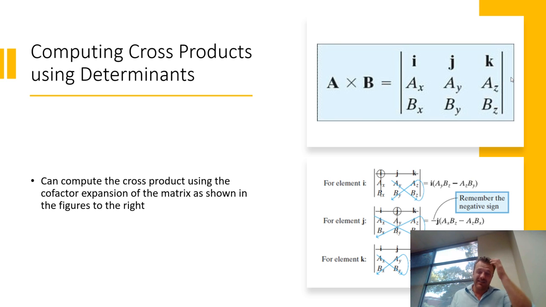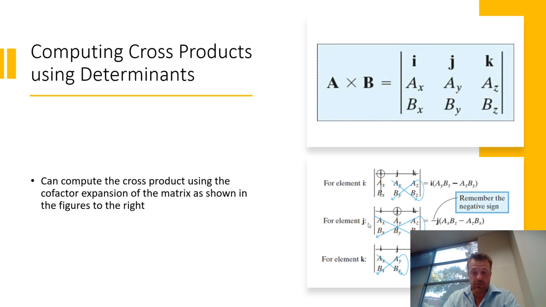However, in 3x3, it's a little bit different. You have to do what's known as a cofactor expansion. What we're going to do is start in the upper left-hand corner, which would be the i element. We're going to cover up the column, cover up the row, and that's going to leave us with a 2x2 matrix. Well, we know how to take the determinant of a 2x2 matrix.